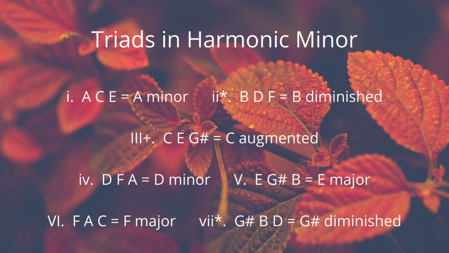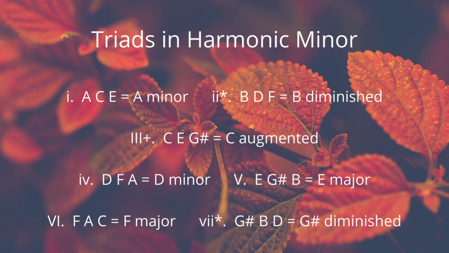The first chord that's affected this way is the 3 chord. In the key of A minor, using the natural minor scale, that chord was major, but now we've raised the G up to a G sharp, and this is going to give us a C augmented triad.